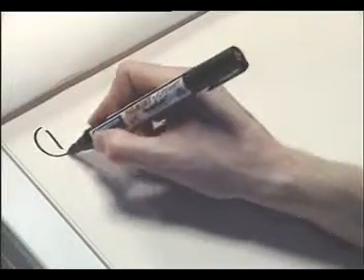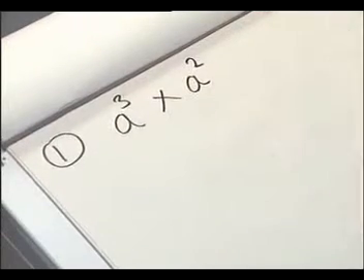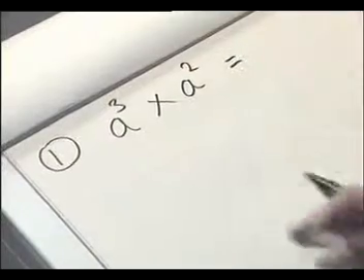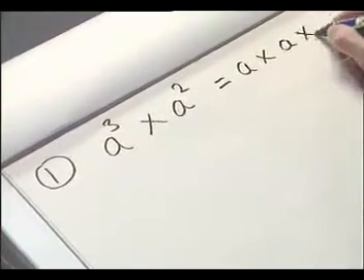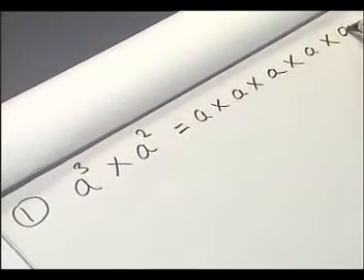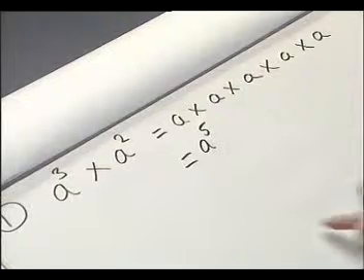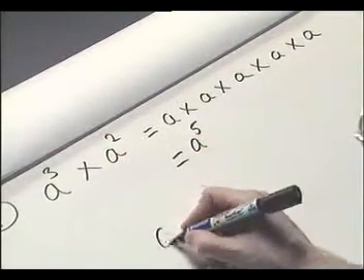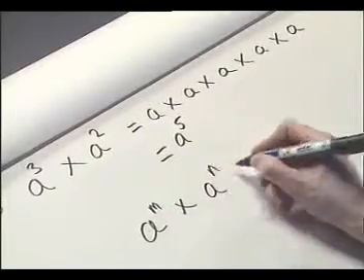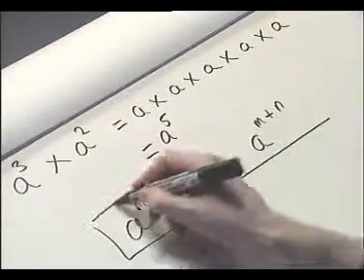So let's begin with our first rule. Supposing we have a cubed and we want to multiply it by a squared. What's our result? Well, we know what a cubed is. That means a times a times a, 3 times. Times by a squared, so that's a times by a on the end there. And altogether we've got 5 of them, a to the power 5. And that suggests our very first rule, that if we're multiplying together expressions such as these, then we add the indices. And so if we have a to the m times by a to the n, then the result is a to the m plus n. And that's our first rule.